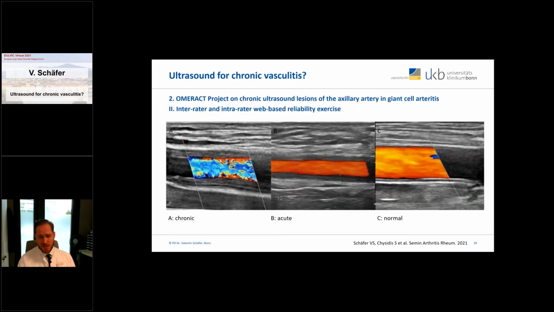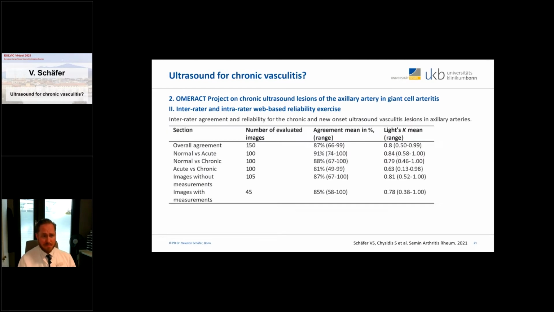And here you have some examples of how chronic GCA of the axillary artery looks. You have these several visible lines within the increased intima media complex, which of course displays as a sliding sign. So this slide sign is really important. I can just emphasize what Basgar said. In acute GCA, it's more hypoechogenic, and in the normal axillary artery, you see the normal double contour line and no alteration of the intima media complex.